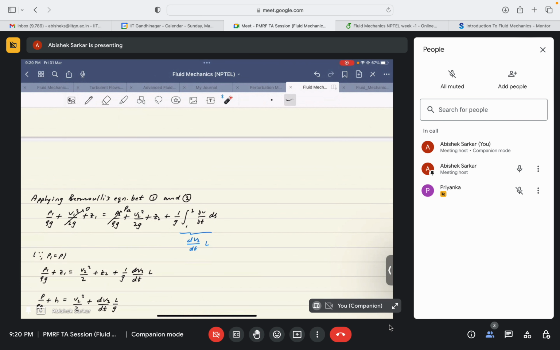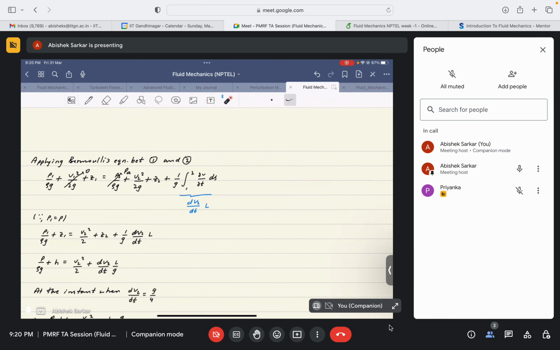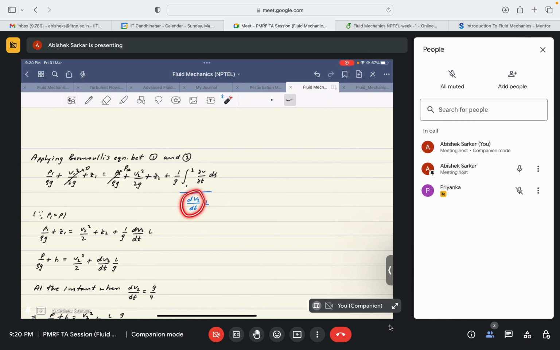So we neglect the velocity. Then P2 at the exit is equal to atmospheric pressure, so we disregard it again. Even if we include it, it will give us the gauge pressure, because P1 basically means P1 plus PA if we are considering the absolute case. So we neglect the atmospheric pressure, and then we get this form of Bernoulli's equation. So what would dV2 by dt be?